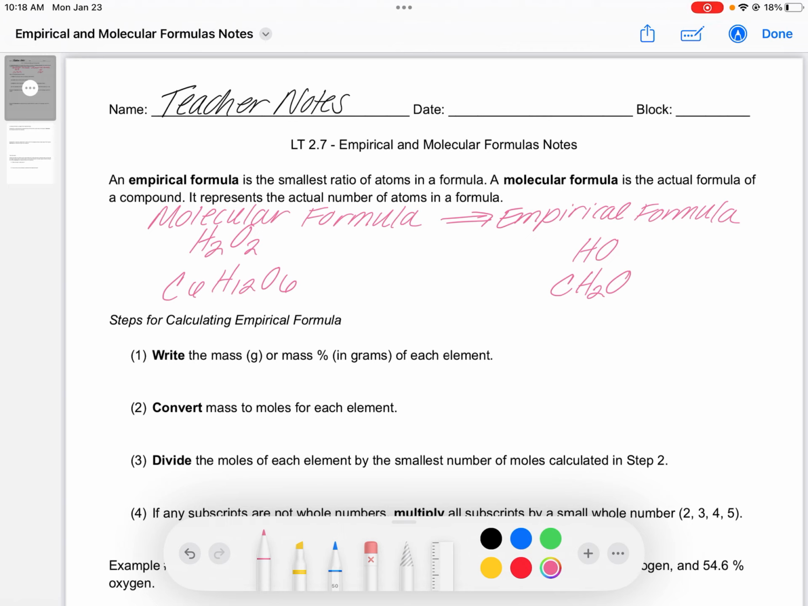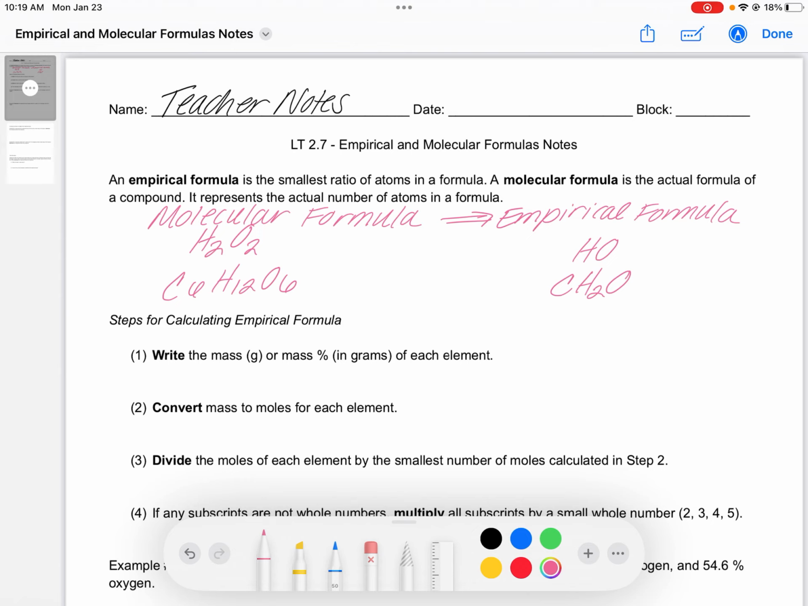Molecular formulas are the ones that we're most comfortable or most familiar with, because those are the ones that we use to communicate what the structure of a compound looks like. Empirical formulas are going to be important for us now in order to predict what the molecular formula of a compound is. Today we are going to learn how to calculate an empirical formula, and from an empirical formula, how we determine a molecular formula.